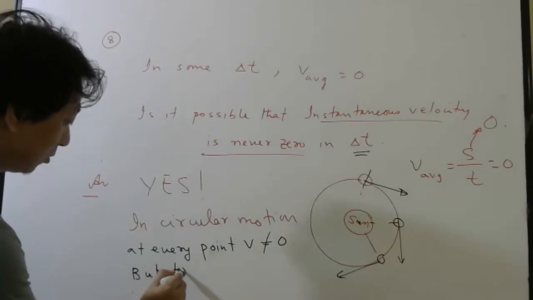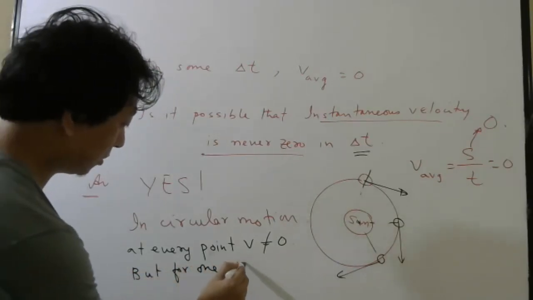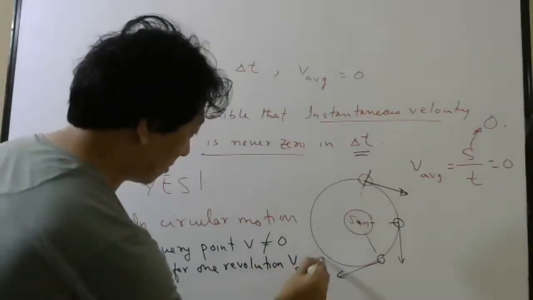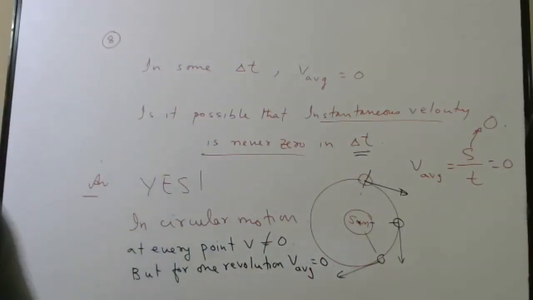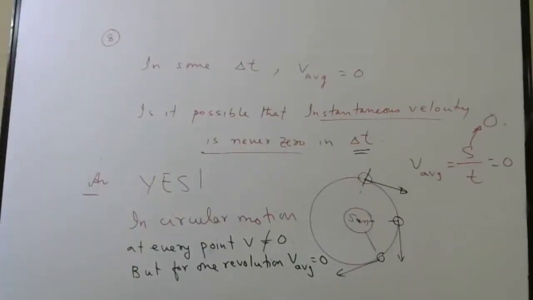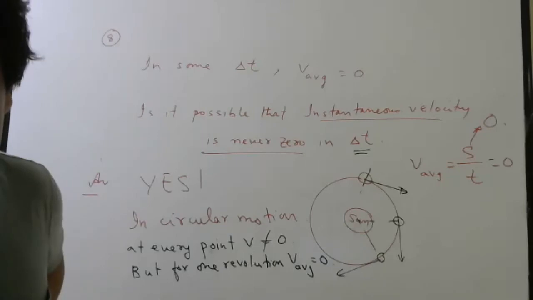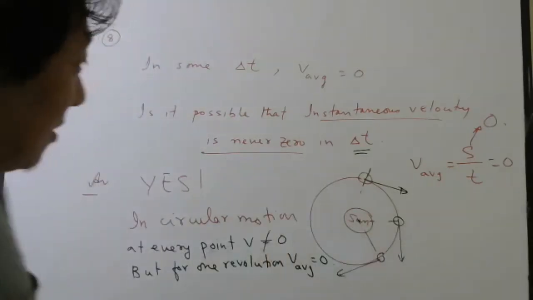For one revolution, average velocity will be 0. So it is possible in circular motion, it is very much possible. At no point is its instantaneous velocity 0. Now let us try to think of this.